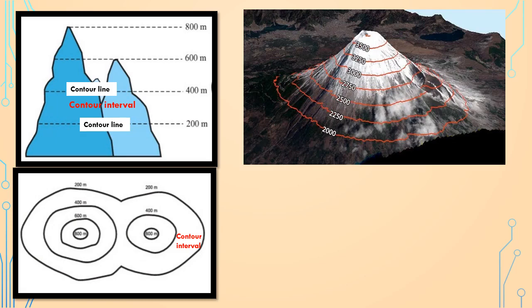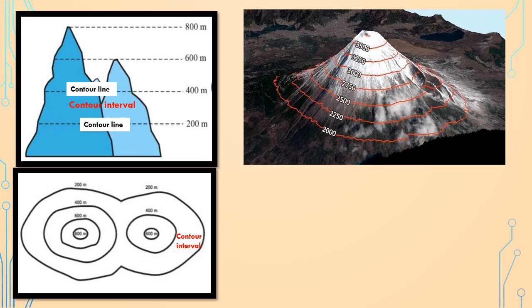Do the contour lines overlap one another? No, they don't. They are parallel to each other. Here is the top view of hills having contour lines drawn on them. Look at this another image.